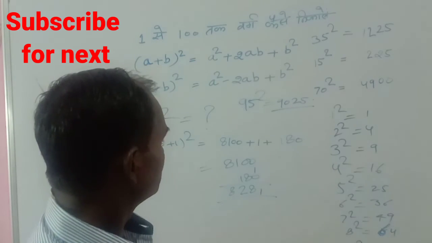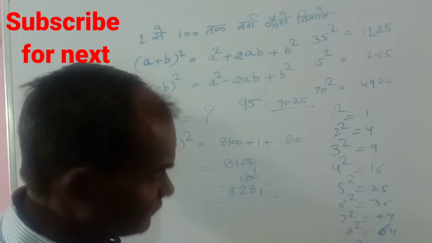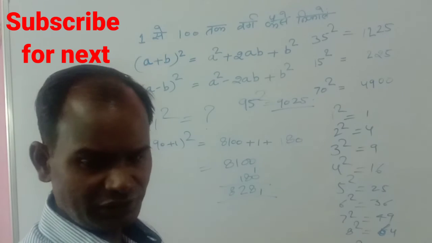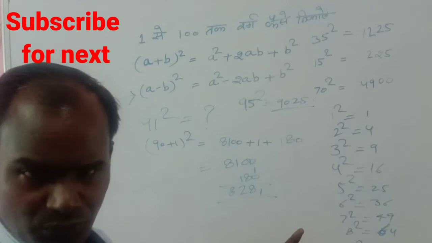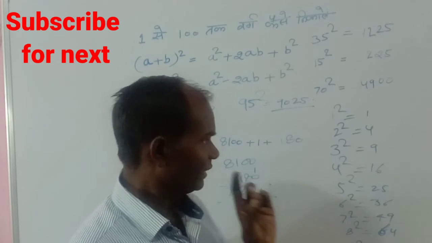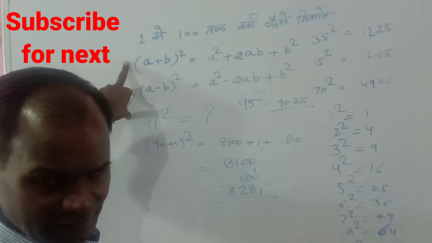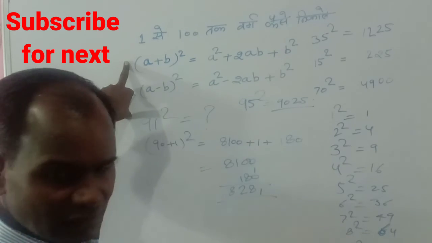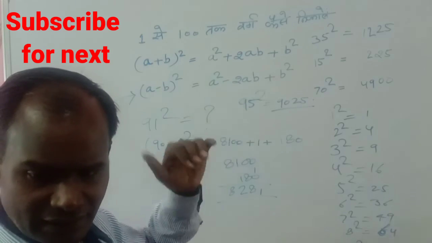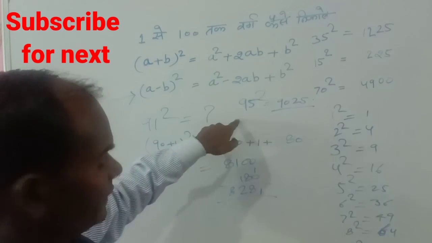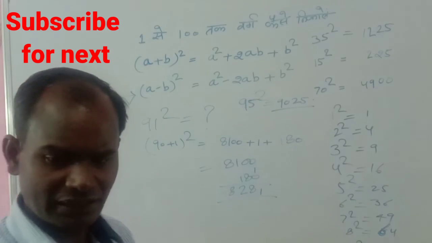Okay, so my point is that you can easily calculate. If you want to calculate the square of numbers between 90 and 100, then for 91, 92, 93, 94, I recommend you please use this formula: 90 plus 1, 90 plus 2, 90 plus 3, 90 plus 4, and 95 you use this formula. And now for 96, 97, 98, 99, you can also use 95 plus 1, 95 plus 2, 95 plus 3. So using this formula you can easily calculate.